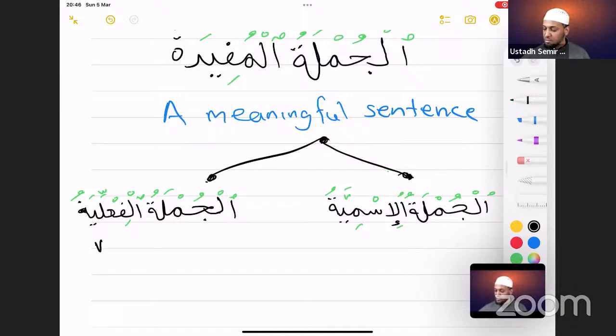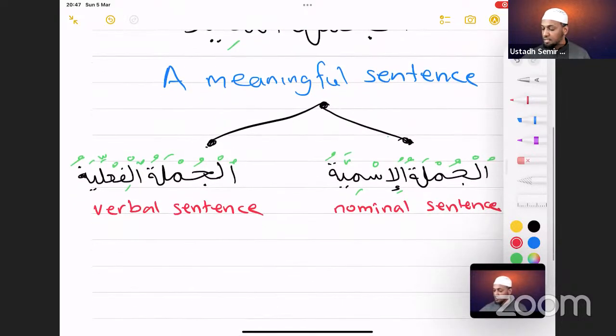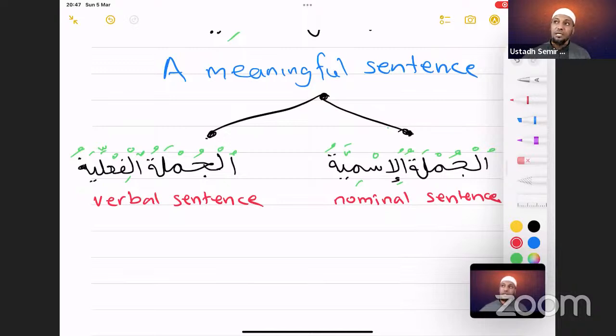So we have verbal sentence, and this is nominal sentence. And you're all familiar with these words, huh? Nominal and verbal sentences. Okay? So in today's class, what I will do, inshallah, huh?